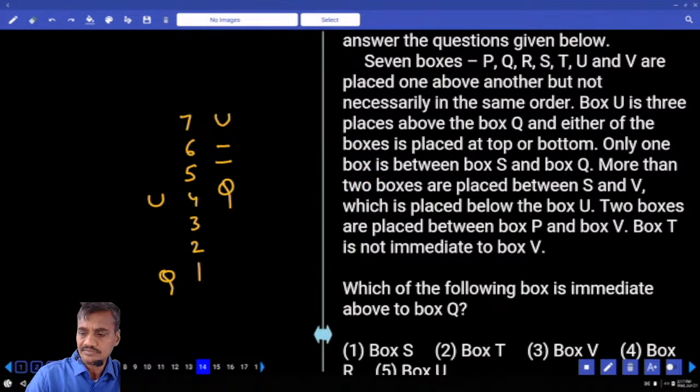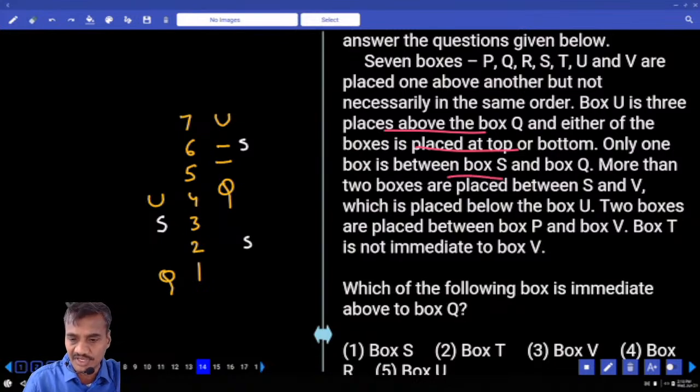Then U is 3 places above Q and either of the boxes is placed at the top or the bottom. Only one box in between S and Q. In between S and Q there must be exactly one box. Now in this case S can be either on the 6th place or on the 2nd place, isn't it? And more than 2 boxes between S and V. More than 2 boxes means minimum 3 boxes: 1, 2, 3, V must be here.